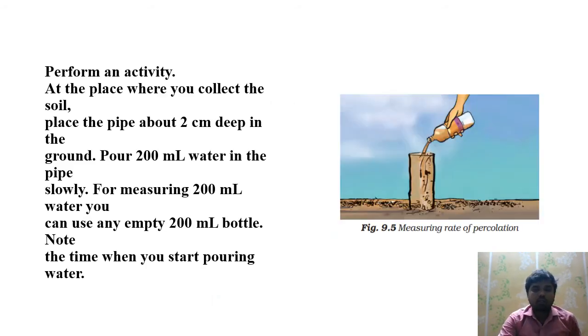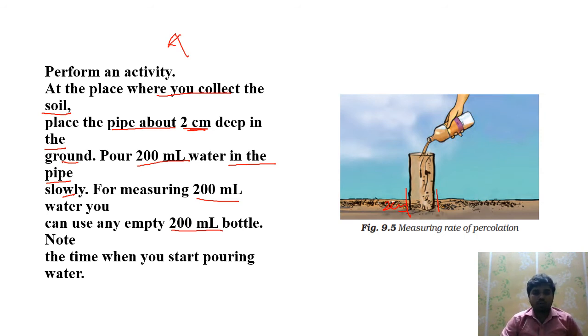Okay, so we have to do one activity also. So what we are going to do, at a place where you collect the soil, place the pipe about 2 centimeter deep in the ground. So we have to place a pipe just 2 centimeter deep in the ground, and we have to pour 200 ml water in the pipe. For measuring 200 ml of water, you can use a 200 ml bottle.